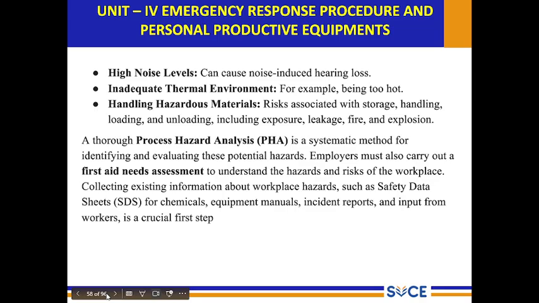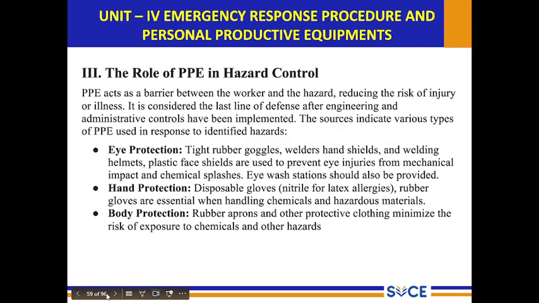PHA is a systematic method for identifying and evaluating the hazards that occur in the process industries. Employers must also carry out a first aid assessment periodically, to assess and ensure the plant is safe, to understand the hazards and risks of the workplace. They collect existing information about workplace hazards, such as safety data sheets for chemicals, equipment manuals, incident reports, and input from workers, which is a very crucial point.